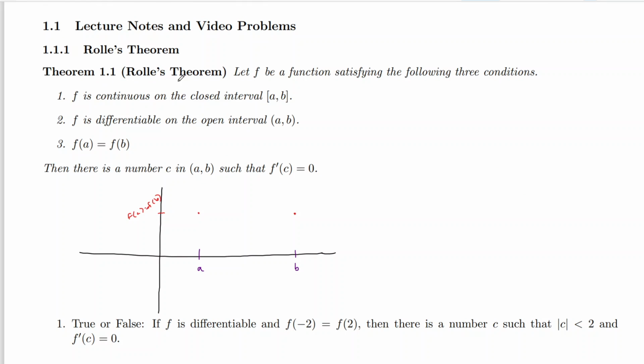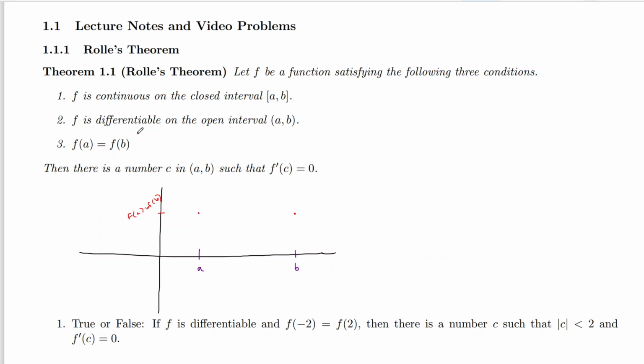All right, so Rolle's theorem says let f be a function satisfying the following three conditions or hypotheses. So f is continuous on the closed interval a to b, so it's continuous at the endpoints. f is differentiable on the open interval a to b, so it doesn't have to be differentiable at either of the actual endpoints. An example of something that might be continuous at the endpoints but not differentiable at the endpoints is something like a square root function. And we'll actually be able to see that if we computed the derivative and solved the formula.